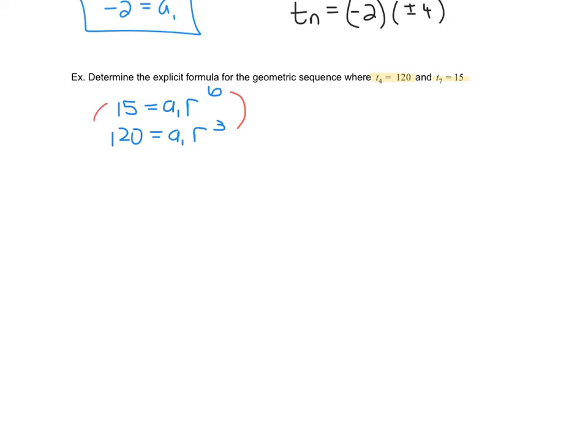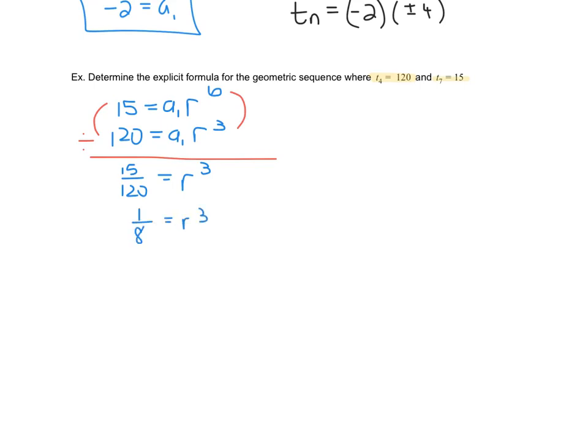Yes, when I do 15 divided by 120, I'm going to get a fraction, but that's okay. We can deal with that. So I'm going to divide my two lines, and when I do 15 divided by 120, the fraction would be 15 over 120, but that will reduce, and I'll reduce it in a minute. And then a1 divided by a1, that's 1, so it's gone. And then r to the 6 divided by r to the 3 means I do 6 minus 3, which is 3. Now I'm going to clean up the 15 over 120 because it reduces to 1/8, which is a lot nicer to deal with.